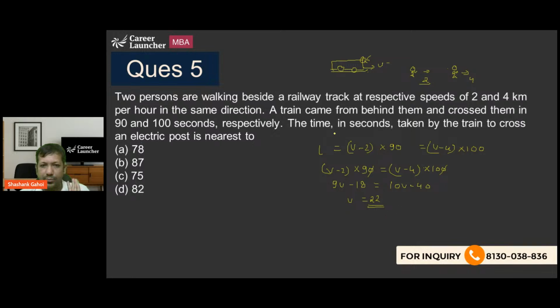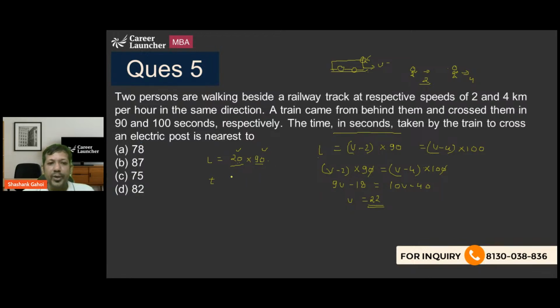Then it asks for the time taken by the train, in seconds to the nearest, to cross this. So what is the length? The length is V minus 2, that is 22 minus 2, which is 20, into 90. I can't multiply these two things directly because the units are not equal. Here the unit is kilometer per hour and this unit is in seconds. But what do I need to calculate? I need to calculate time, right?